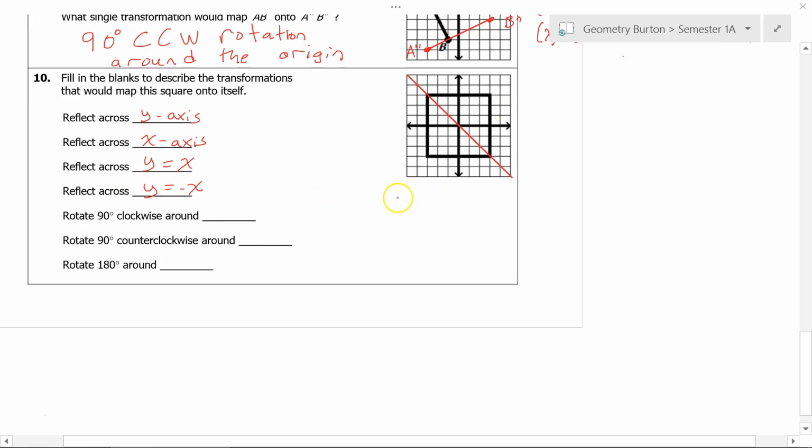Now let's talk about rotations. If you rotated this 90 degrees clockwise around the origin, because the origin is right in the middle of the picture, the picture would still look the same. If you did 90 degrees counterclockwise around 0, 0, the picture would still look the same. If you rotated 180 degrees around 0, 0, meaning if you turned it all the way upside down, it would still look the same.